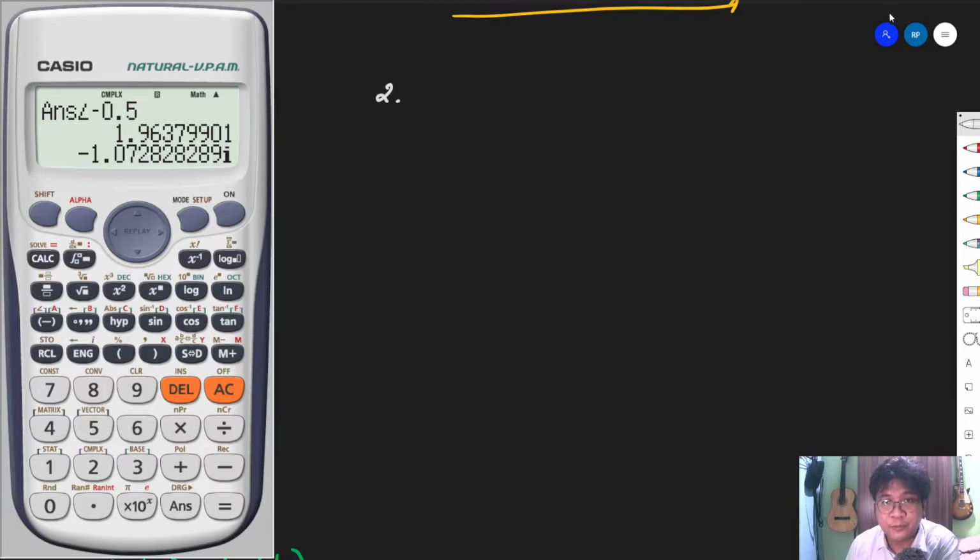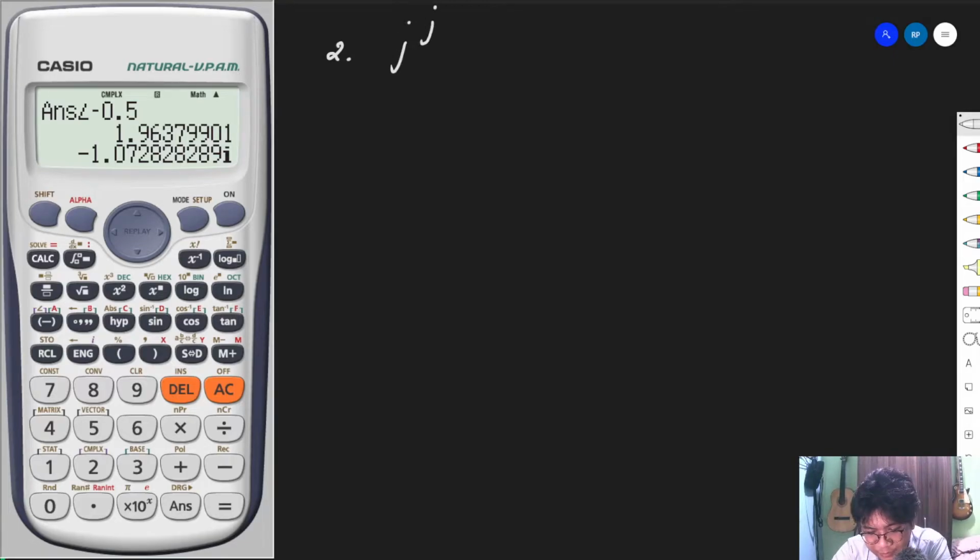So, we have number 2. Sabi dito number 2 is j raised to j. Okay, so exponential form tayo, no? So, okay, so let's evaluate. Kapag naka-encounter kayo ng ganitong klaseng problem, what we can do is let's focus first on the base, no? In this case, ito yung j, yung base. Focus muna tayo diyan. Then i-convert natin siya into exponential form.